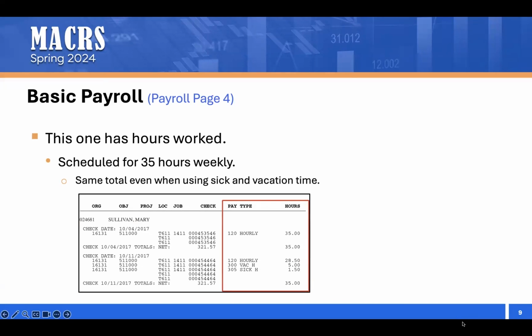The second check, the one on October 11th, there's some hourly. There's also vacation and sick time. But you'll notice that, again, if you add all 3 of those together, it's still 35 hours. So this person is clearly scheduled to work 35 hours a week. And if they take vacation or sick time, they are allocating them to each of those. The grand total is the same, the 793.54.